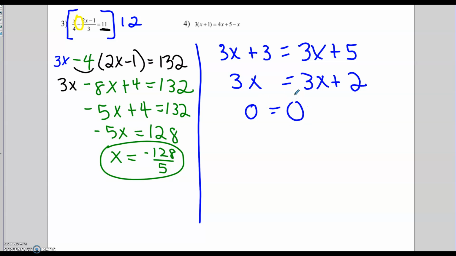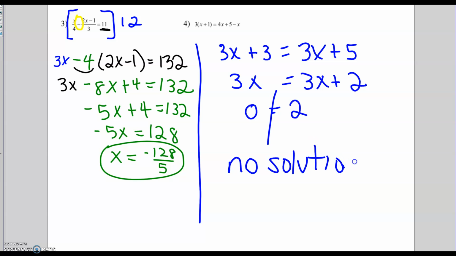Our variable got eliminated, so we don't have a variable anymore. And this is not a 0. This is supposed to be 2. My apologies. 0 equals 2. That is a false statement. That does not make any sense. So that would mean this problem is no solution.